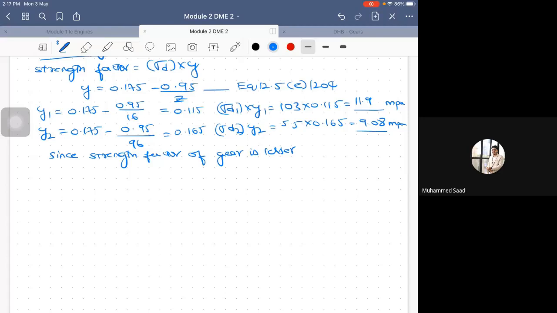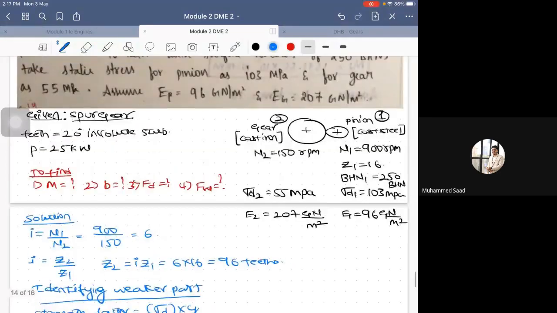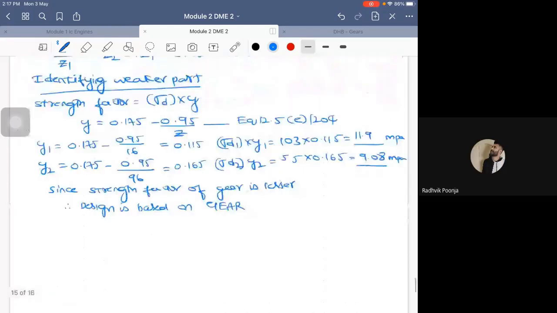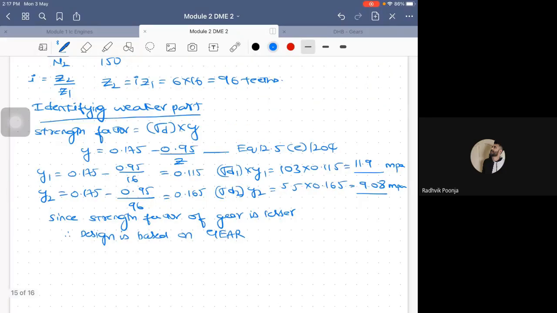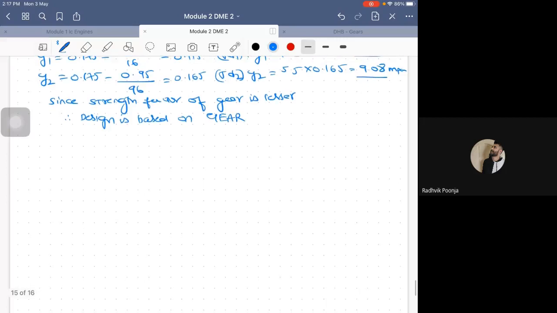Okay, therefore, the design is based on the gear. Now, whatever parameter you choose for the calculations, it has to be entirely the gear. Isn't it the pinion? No, sir. Correct. Next, what should we do? So we have decided the gear is weaker. So we will start to find out the parameters. Which parameter would you find first?